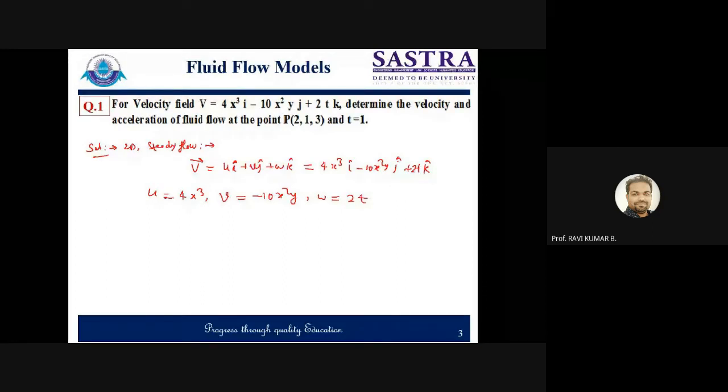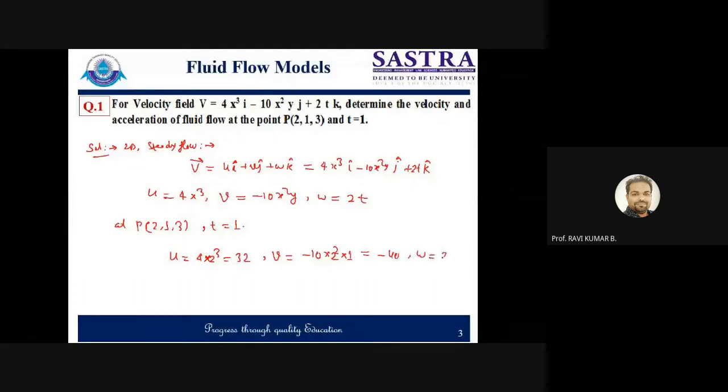Now, the point is mentioned. This is the point at which we are going to find out. So at point (2, 1, 3), that means x, y, z is given, and t is equal to 1 is also given. So find all these values. So u is equal to 4 into 2 cube, so this becomes 32. And similarly, v, that is minus tan into 2 square into 1, this became minus 40, and w became 2, it's simply t.